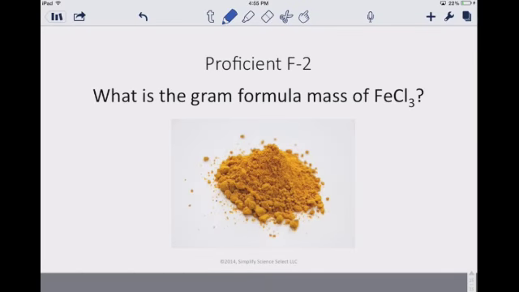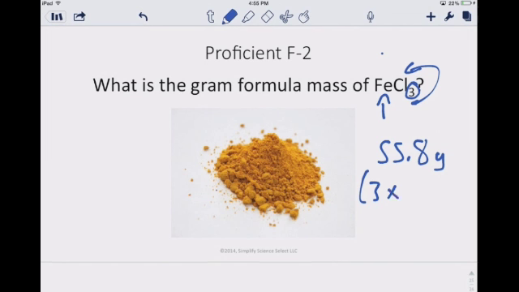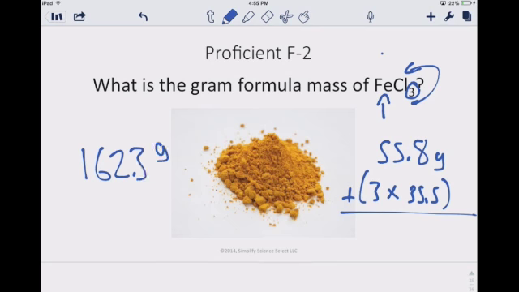Next example, it says, what's the gram formula mass of iron 3 chloride? So when we're looking at this, we have 1 iron, and we have 3 chlorine. So to find this, what we would do is we have 1 iron, which is right around 55.8 grams, and then we have 3, because that 3 right there tells me we have 3 chlorines, so 3 times 35.5. We add both of those guys together after we multiply 3 times that, and we get right around 162.3 grams per mole.